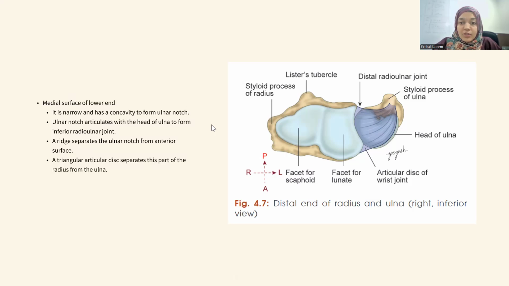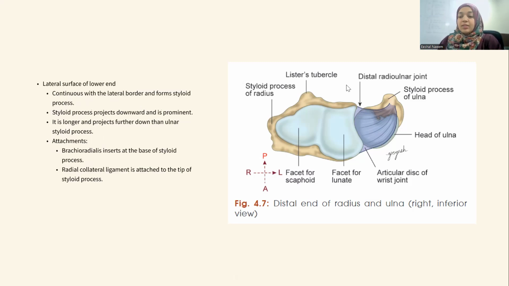Moving on to the medial surface of lower end, we're talking about this area, this part, right? So the medial surface of the lower end, as I told you, has this triangular shaped area. It is narrow and has a concavity to form the ulnar notch. This is your ulnar notch, the narrow concavity to form the inferior radioulnar joint. A ridge separates the ulnar notch from the anterior surface. And I already told you that a triangular articular disc separates this part of the radius from the ulna. And it's easy to know that there's a triangular disc here because this area itself is also triangular.